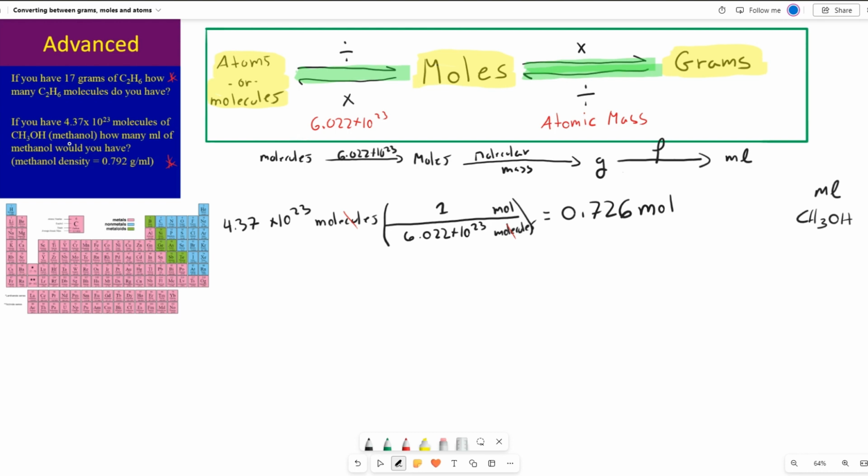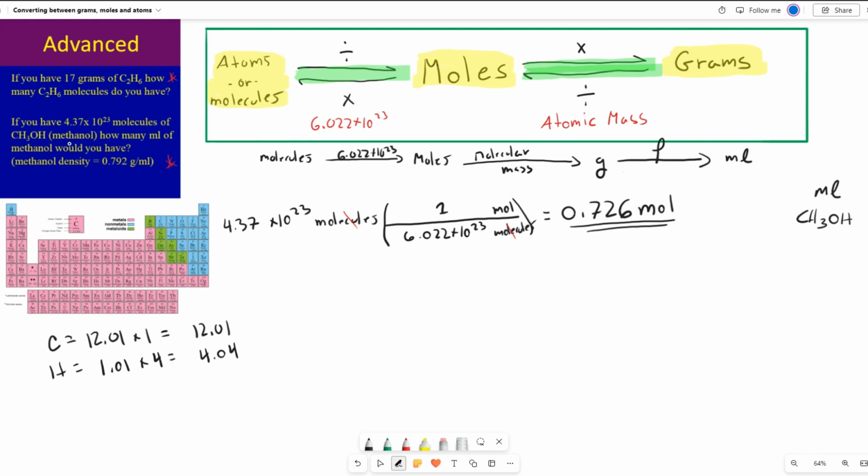So now we're in moles. I'll just put a little underline there to let you know that's where we're at. But we need to now find out the formula mass of methanol. So we have a carbon, and that carbon is 12.01. And there's only one carbon in here, so 12.01 is what that carbon is going to contribute to the formula mass. We have some hydrogens. They weigh 1.01, and we have 4 of them. That's going to be 4.04.